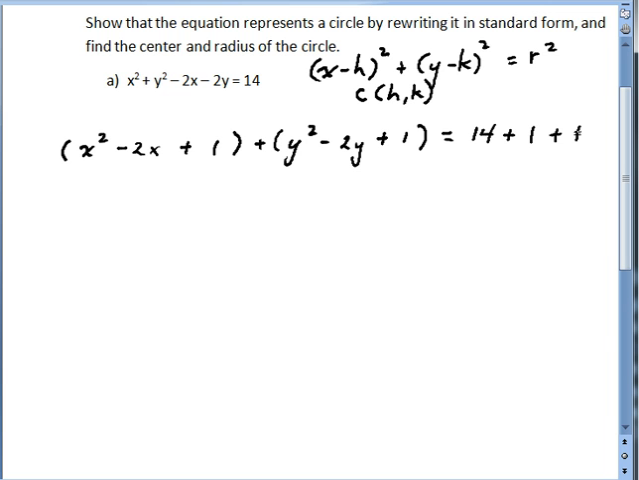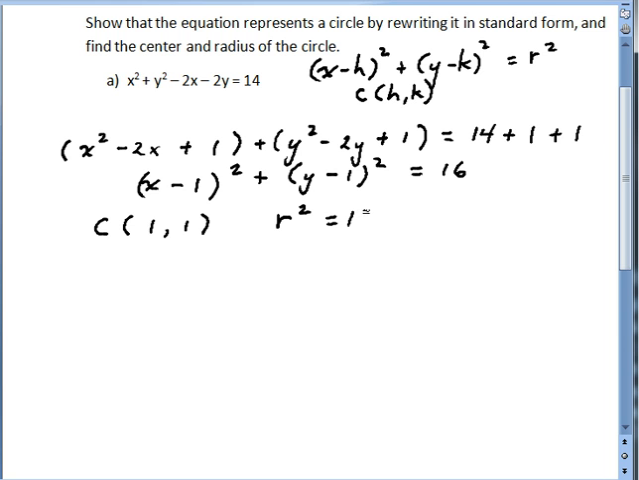We've added the 1 to each of these groupings so that we'll be able to factor each of the groupings and write them as perfect squares. So we now see that the center is (1, 1), since both h and k are 1, and that the radius squared is 16.